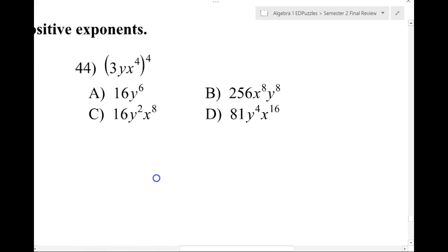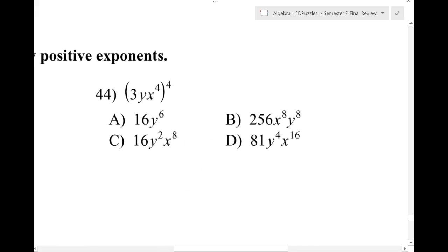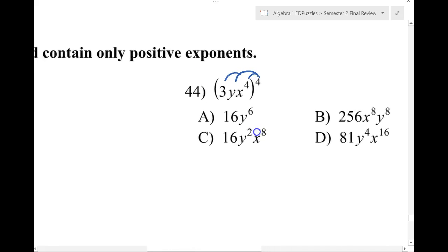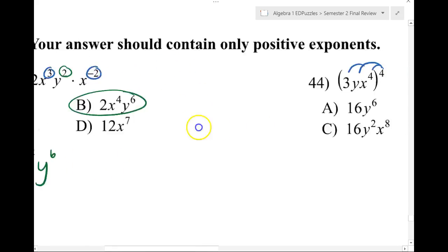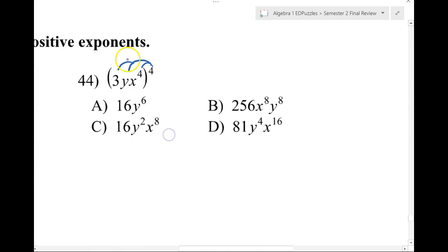Okay, now for 44. Now, when you have a power of a power, or basically an exponent raised to a power, you're going to distribute that exponent to all the exponents inside. So here, when you multiply, you add them. Here, when you raise it to a power, you multiply it. And it's important to know that the exponent on this 3 is 1. If there's nothing there, it's just 1. And the exponent on this y is also 1.